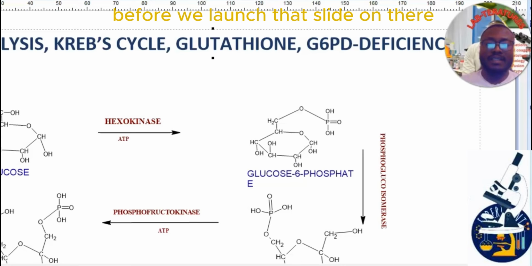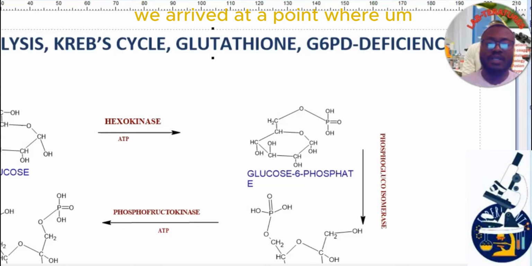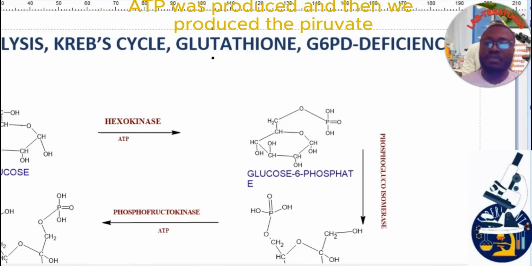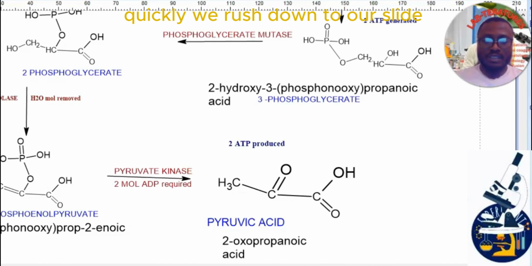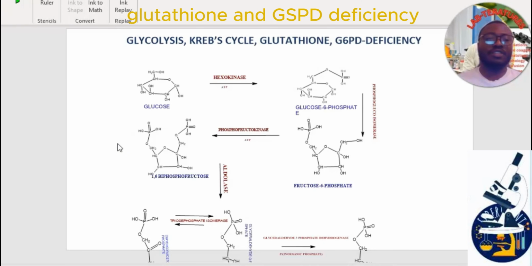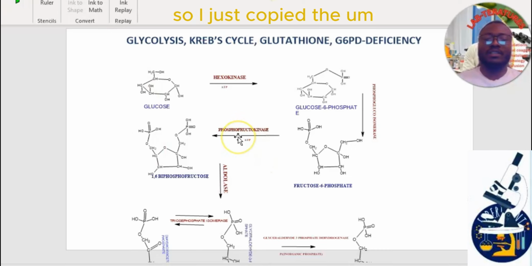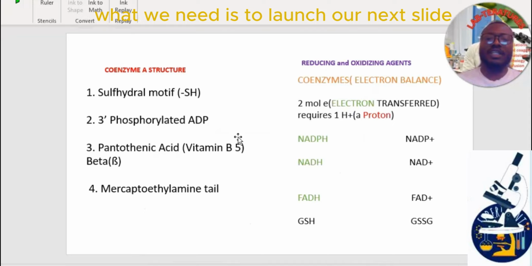Before we launch that slide, in our previous discussion we emphasized the glycolytic process. We arrived at a point where ATP was produced, and then we produced the pyruvic acid, and we are about to get into the Krebs cycle. Quickly, we rush down to our slide to have a look at the Krebs cycle, glutathione and G6PD deficiency. I just copied the process that we did for glycolysis and pasted it here. We don't need this. What we need is to launch our next slide.